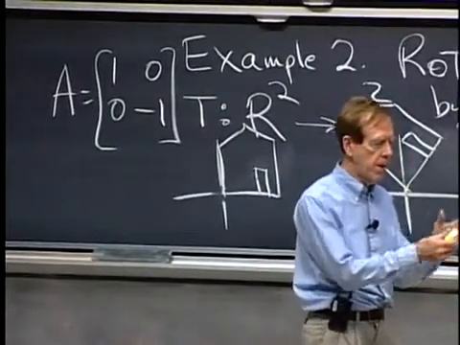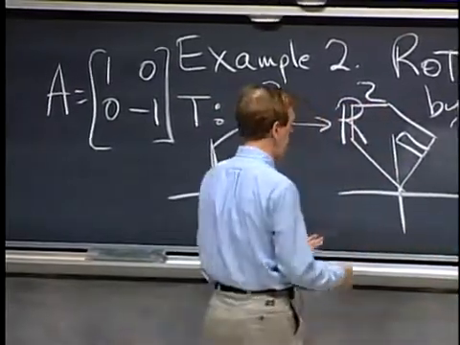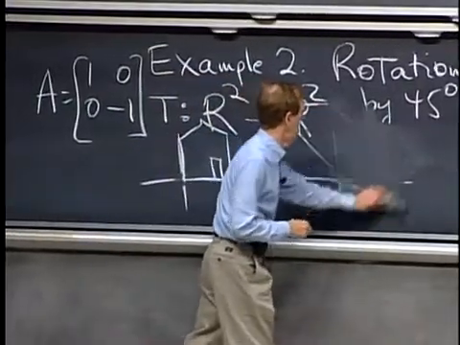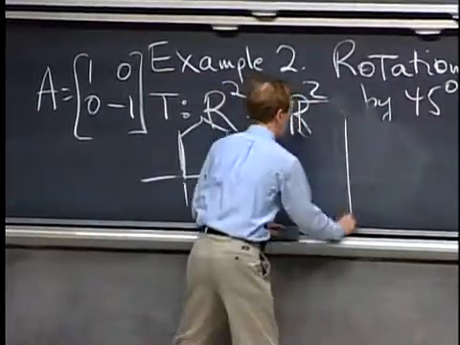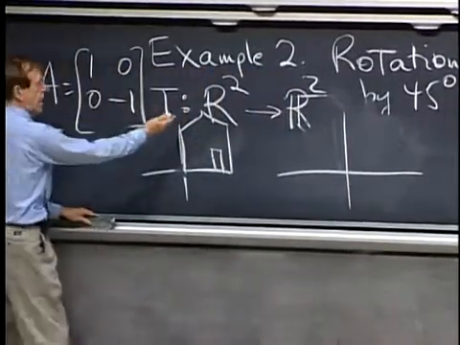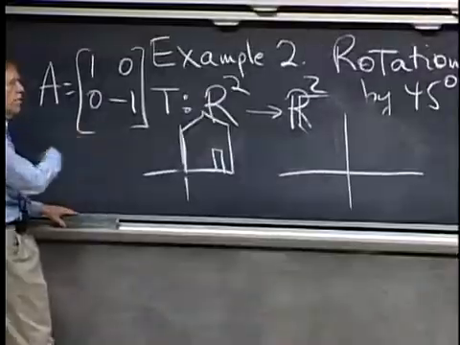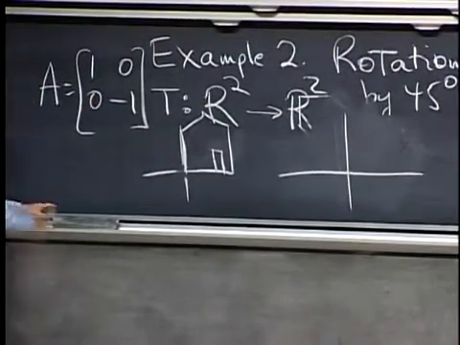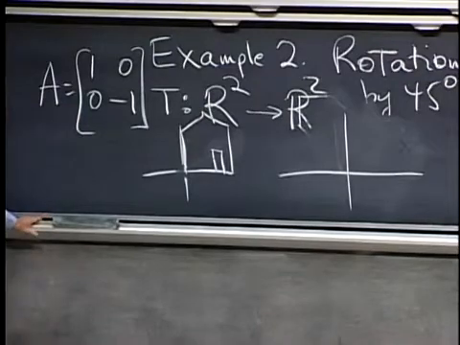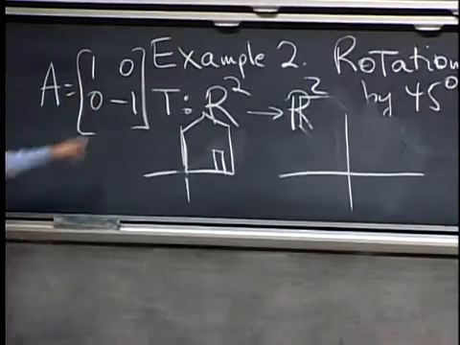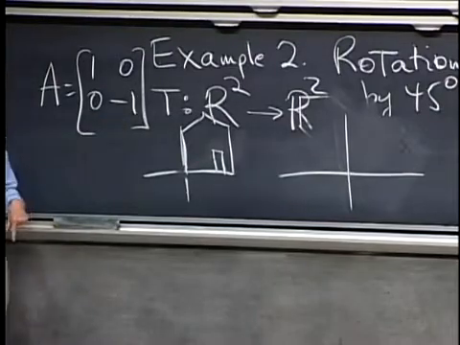In particular, we can visualize it if we look at the house. So the house is not rotated anymore. What do I get? What happens to all the vectors if I do this transformation? I multiply by this matrix. Well, of course, it's an easy matrix. It's diagonal. The x component stays the same. The y component reverses sign.